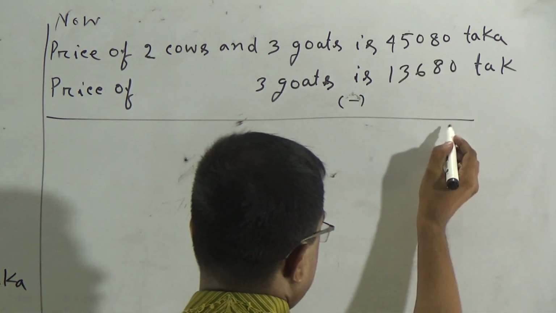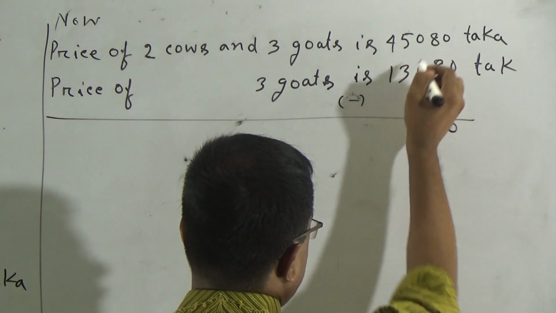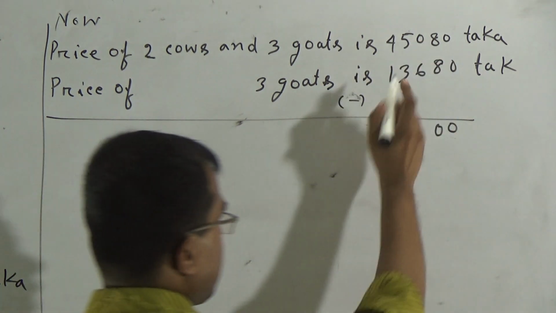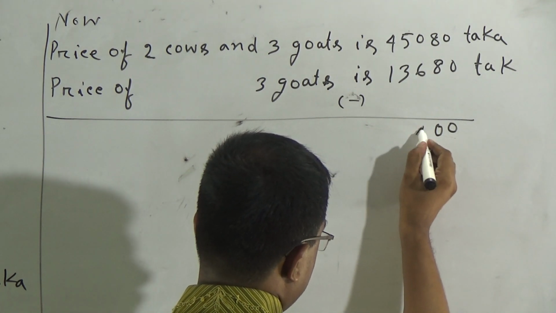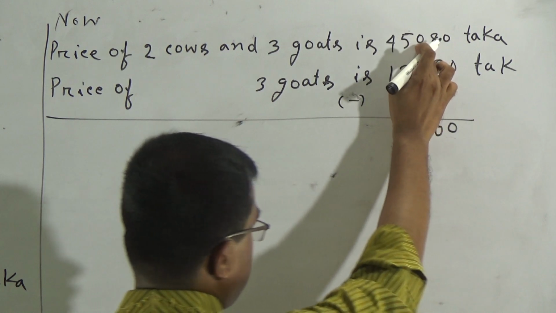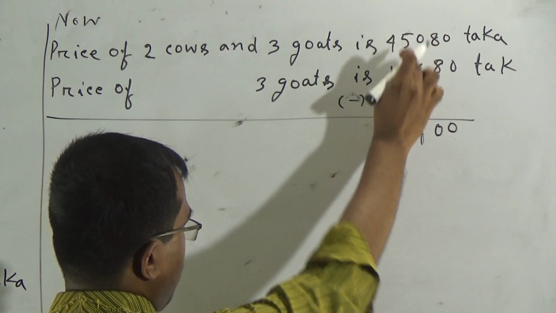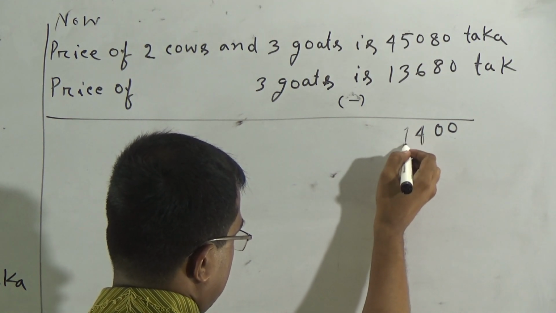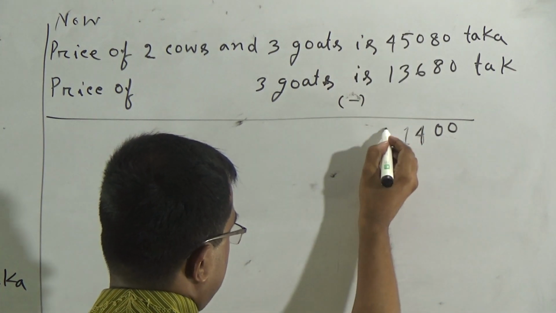Now 0 minus 0 is equal to 0, 8 minus 8 is equal to 0, 0 minus 6 is not possible, so we have to consider it as 10. Now 10 minus 6 is equal to 4. Since we had considered it as 10, now we have to consider this number as 4. Now 4 minus 3 is equal to 1. Now 4 minus 1 is equal to 3.